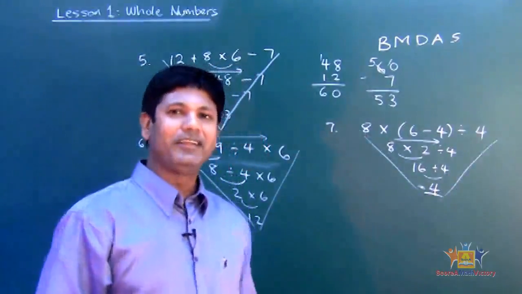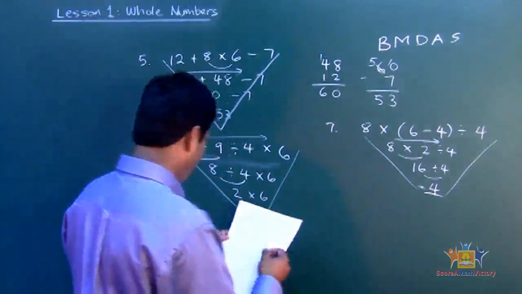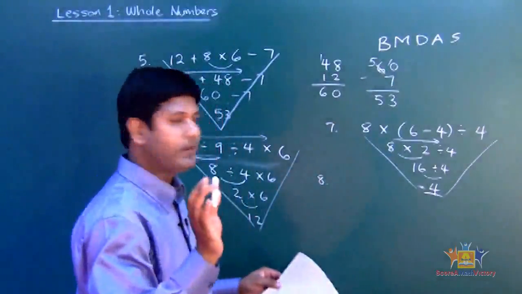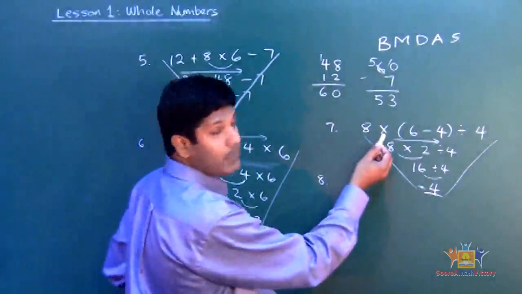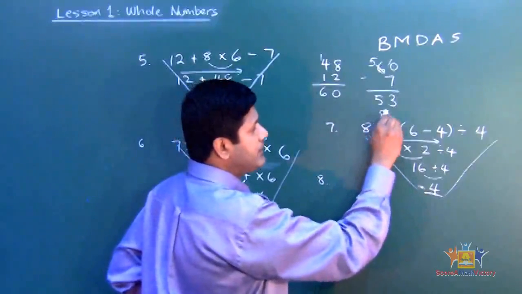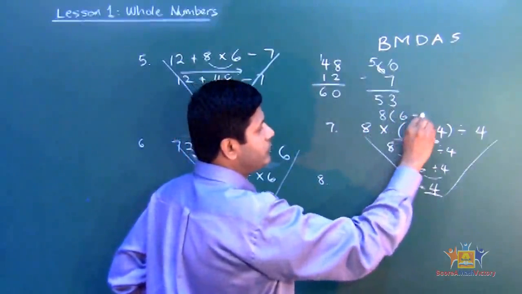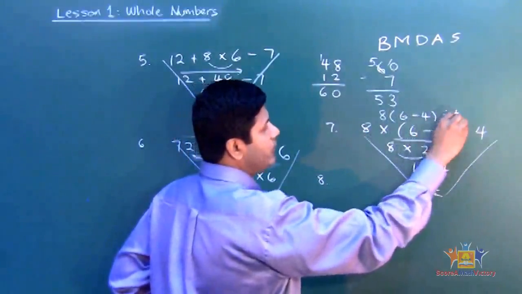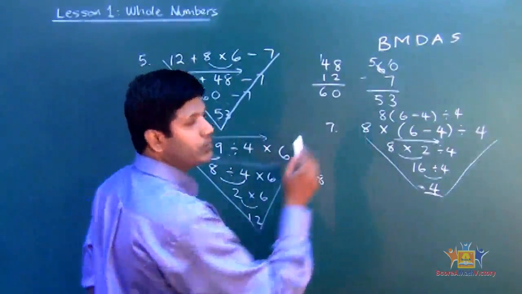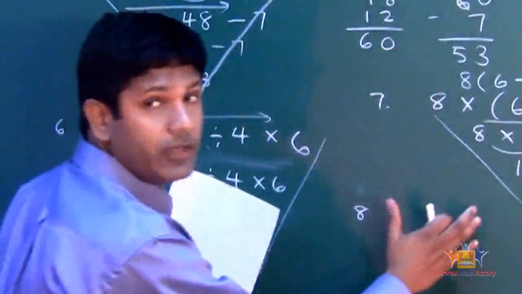Upside down triangle method. Okay, let's look at problem number 8. Now look at this. I forgot to mention this. Look at that. I put multiplication right there, times. Now this can also be written as 8, 6 minus 4, divided by 4. Same thing. In this case I put the multiplication. So now let's look at problem 8.